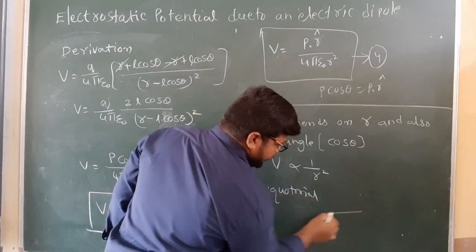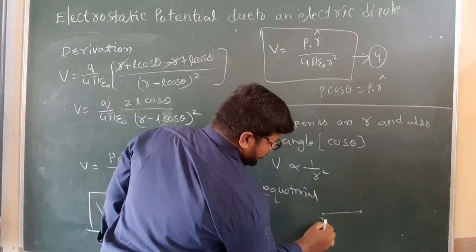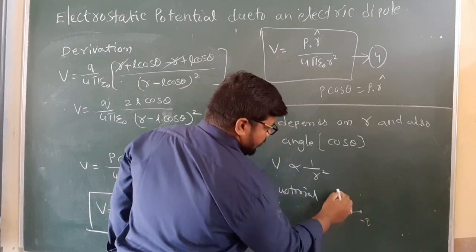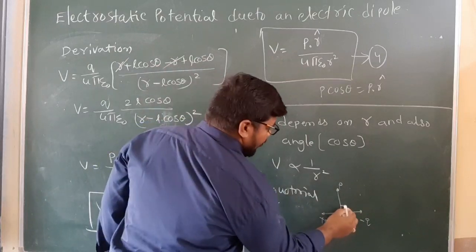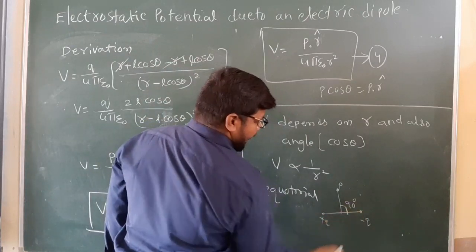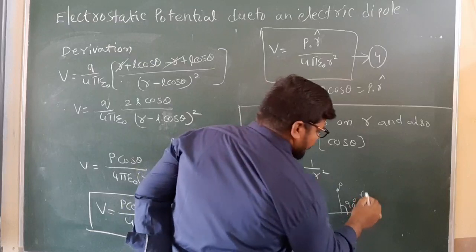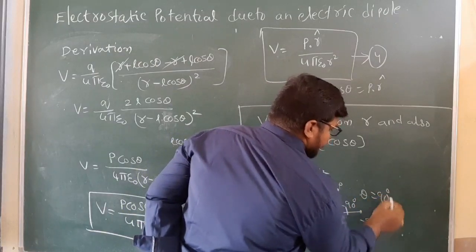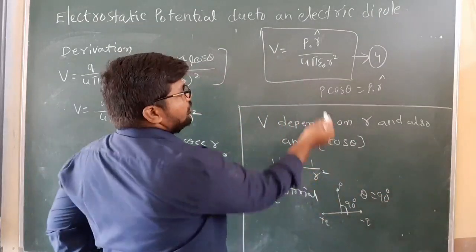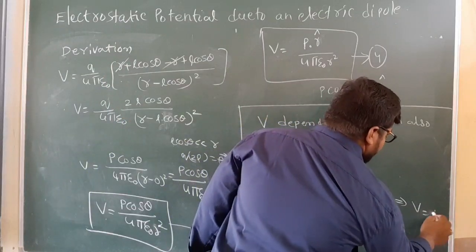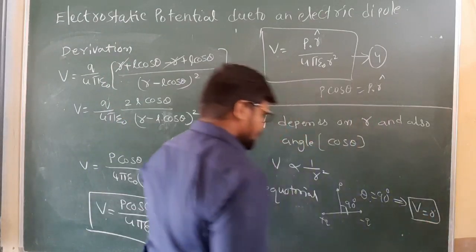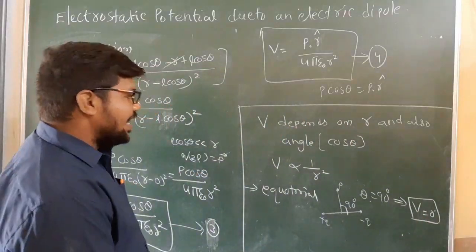Suppose we have to take the equatorial point. This is the dipole, plus q and minus q, and here is the test charge P. The angle is 90 degrees. Theta value is 90 degrees. Then what about V? If theta is 90 degrees, V is equal to 0. So that is the equatorial case.